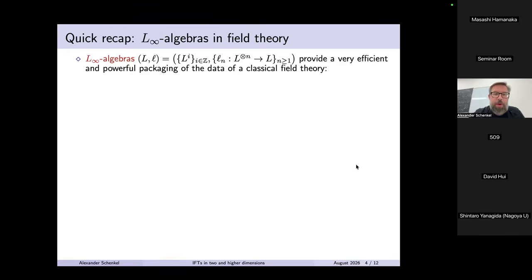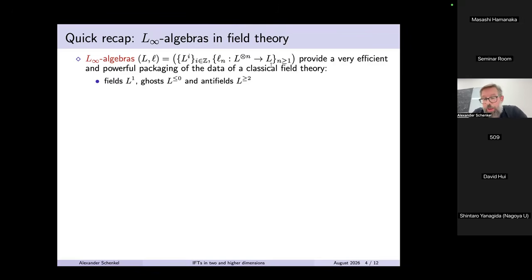Okay, a quick recap. I think everybody already talked a lot about L-infinity algebras in field theory, so I can be relatively quick and just say a few words from my own perspective. L-infinity algebras are, by definition, graded vector spaces with a bunch of brackets on them, satisfying a bunch of identities. So L-infinity algebras are described by a lot of data, a lot of vector spaces, and a lot of maps between them.